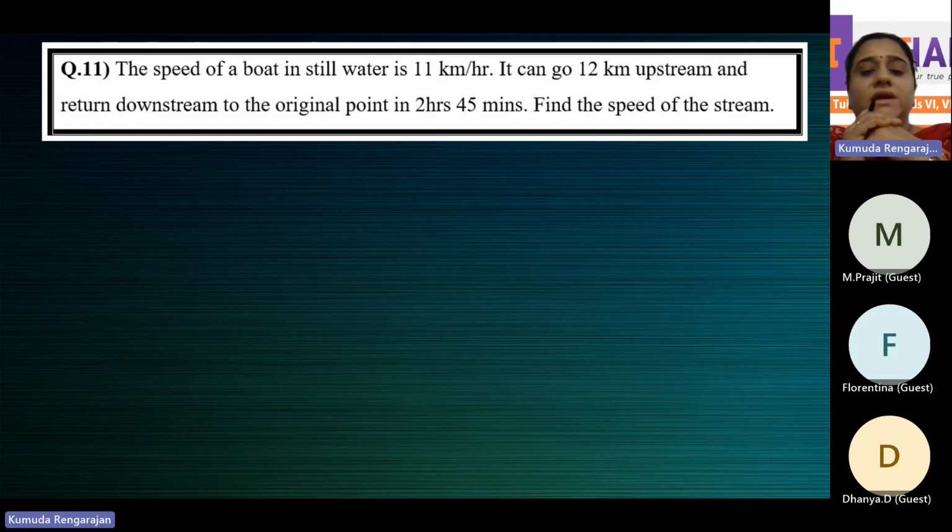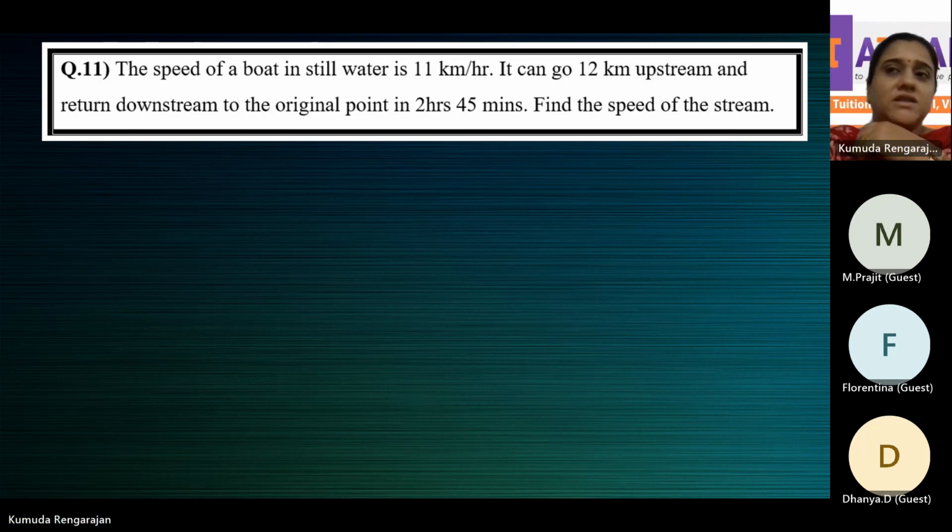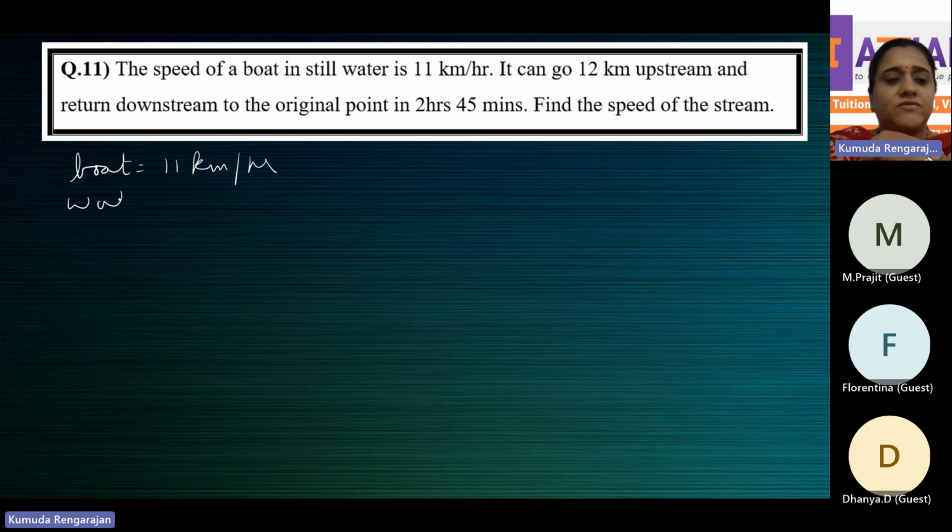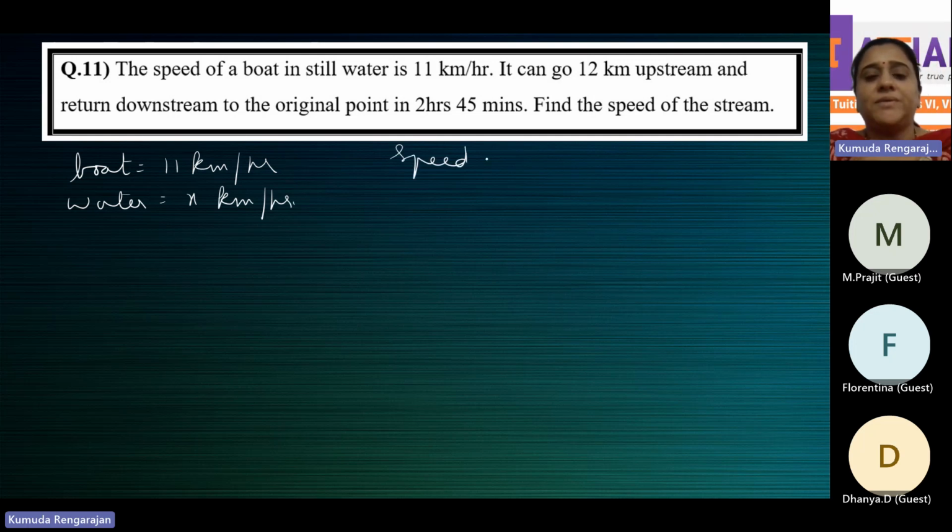The speed of a boat in still water is 11 kilometers per hour. The speed of the boat is given to you. So let the speed of the stream be x. The speed of the boat is 11 kilometers per hour, and let the speed of the water be x kilometers per hour. So Krishmi, what will be the speed downstream?